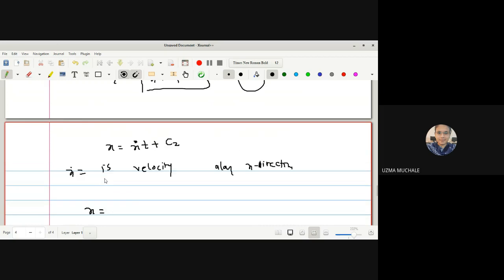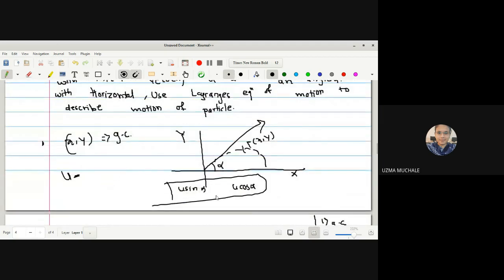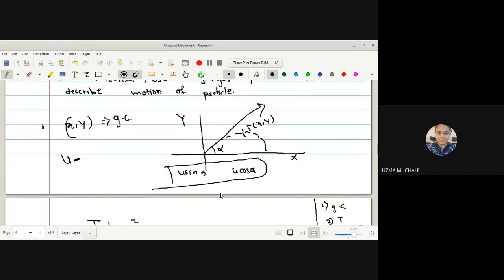Just now in the description I have told you that we have components of velocity, u sin alpha and u cos alpha, along the x and y axes. So u cos alpha is along the x axis and u sin alpha is along the y axis. Components of the velocity.